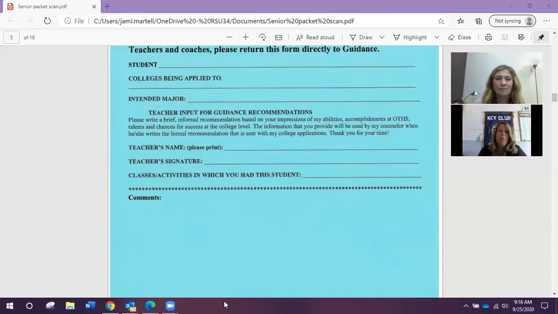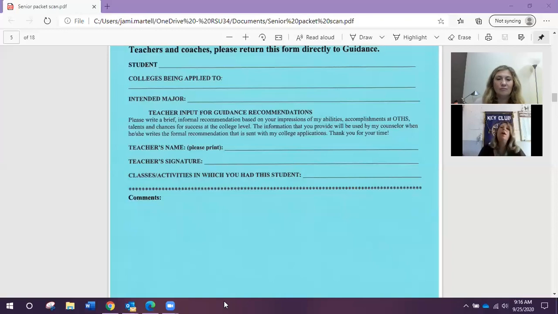Another thing could also be, we had a student in years past that had worked at the same job for many, many years. So their boss knew them really well in kind of a leadership capacity. So they had their boss fill it out. And again, that would be up to you to get that back to us.